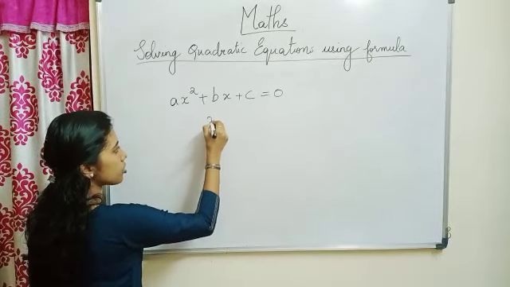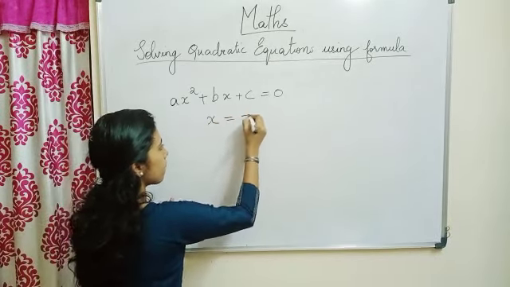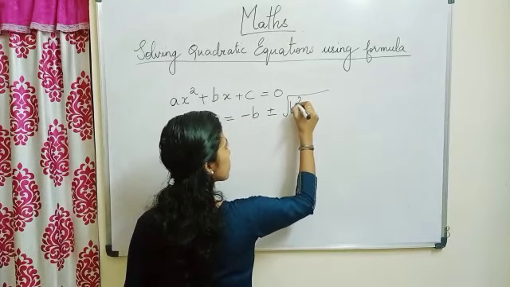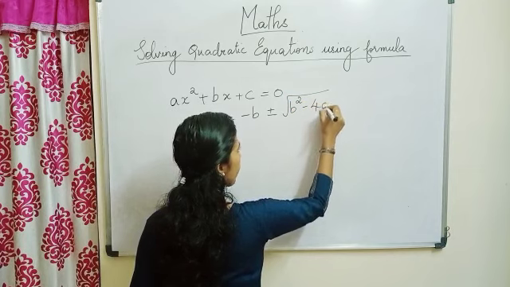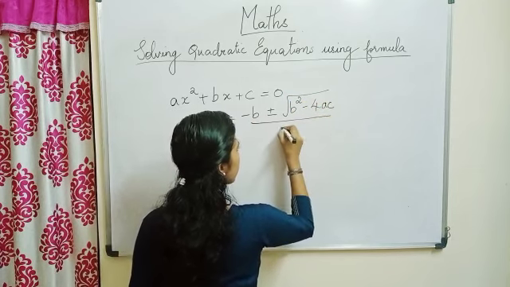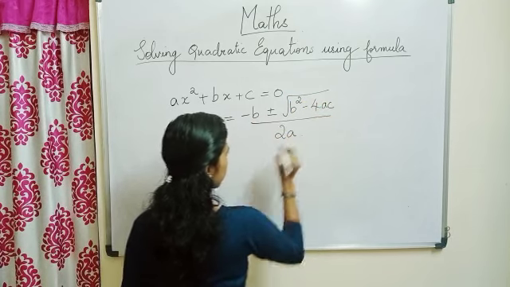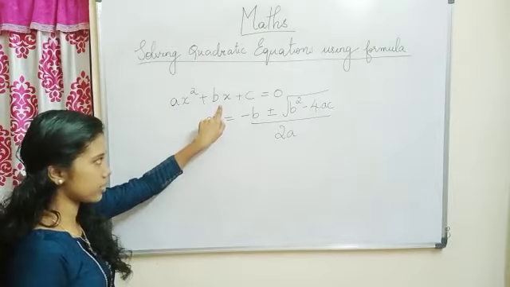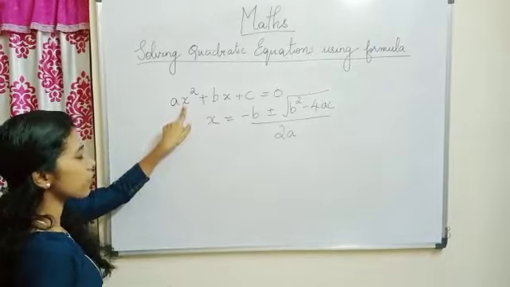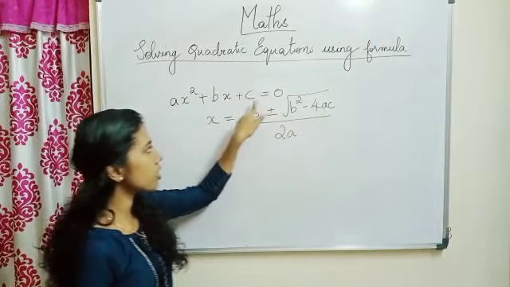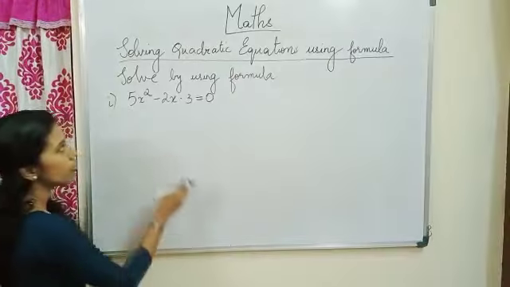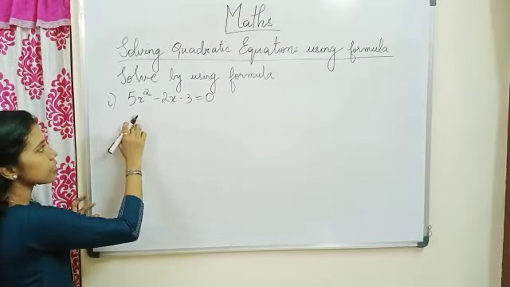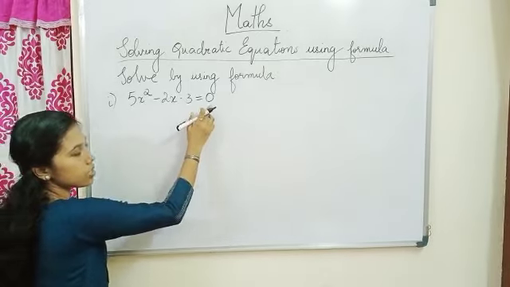For that, the formula is x is equal to minus b plus or minus root of b square minus 4ac, divided by 2a. Here, b is the coefficient of x, a is the coefficient of x square and c is the constant value. So, we are going to solve by using the formula, and the first question is 5x square minus 2x minus 3 is equal to 0.